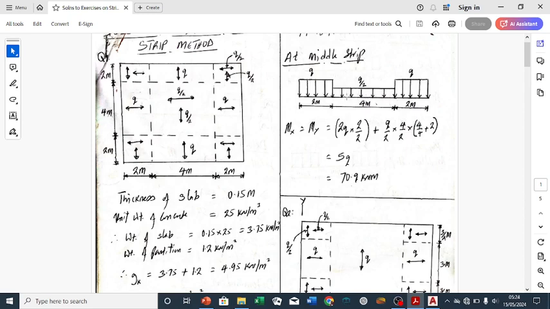Remember, from here to here was 4 over 2. So the middle of it will be what? 4 over 4. So that is how we have, when you place it here, the load will be Q over 2 multiplied by what? 4 over 2. So you have Q over 2 multiplied by 4 over 2.